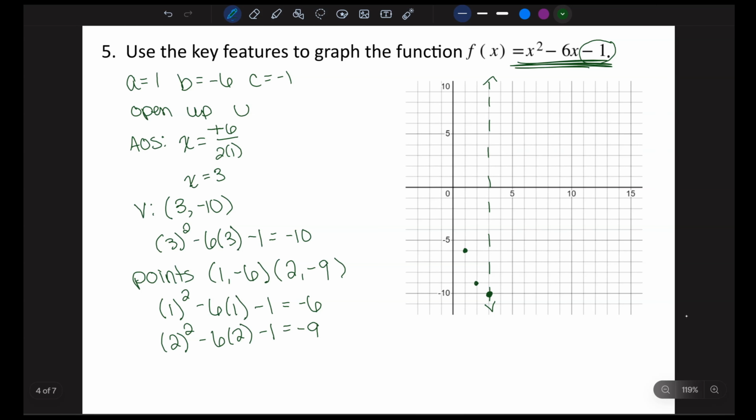So now I'm going to take those points and flip them over my axis of symmetry. So I have the point 1, -6. So I've flipped that over. That's going to be another point that's 2 to the right. And then I had a point 1 to the left of my axis of symmetry. So now I have a point 1 to the right. I have my 5 points. I'm going to draw this in, make sure it's not pointy, and put arrows on the end to signify that it's going to continue going up and out.